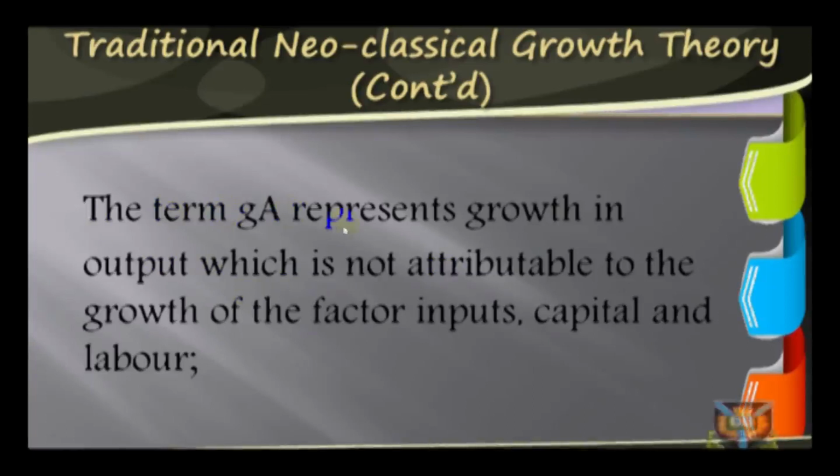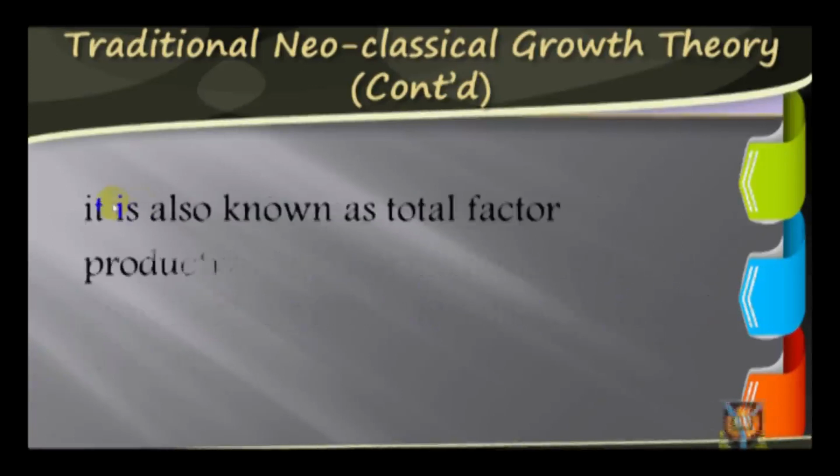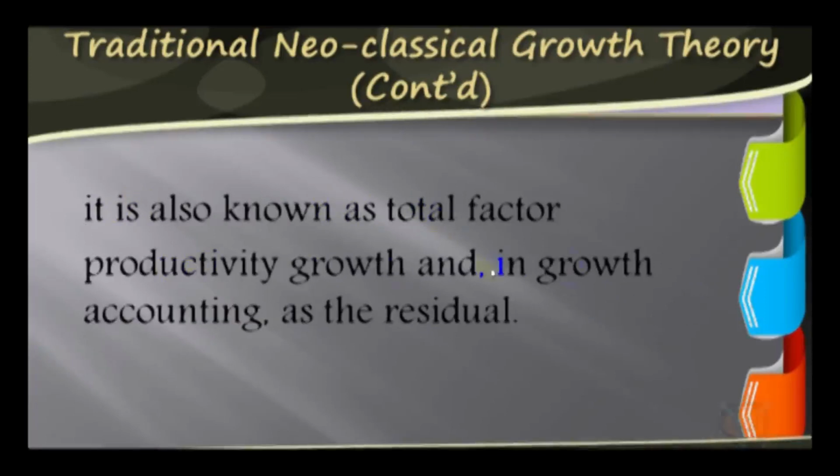The constants alpha and beta are the output elasticities with respect to capital and labor respectively. Under the assumptions of constant returns to scale and competitive factor markets, they add up to 1 and are equal to the shares of capital and labor respectively in the national income. The term GA represents growth in output which is not attributable to growth of the factor inputs, capital and labor. It is also known as total factor productivity growth, and in growth accounting as the residual.